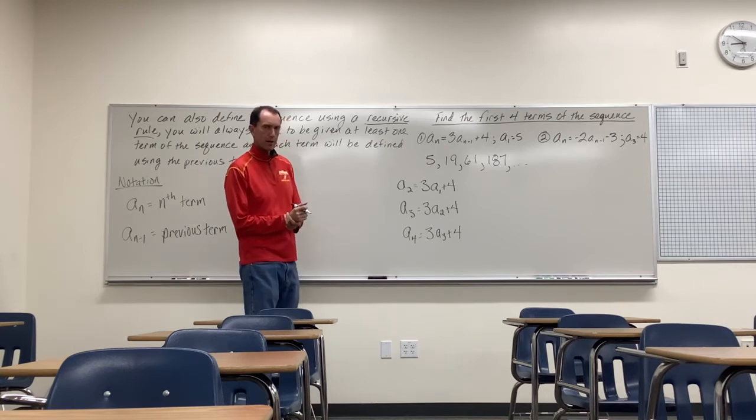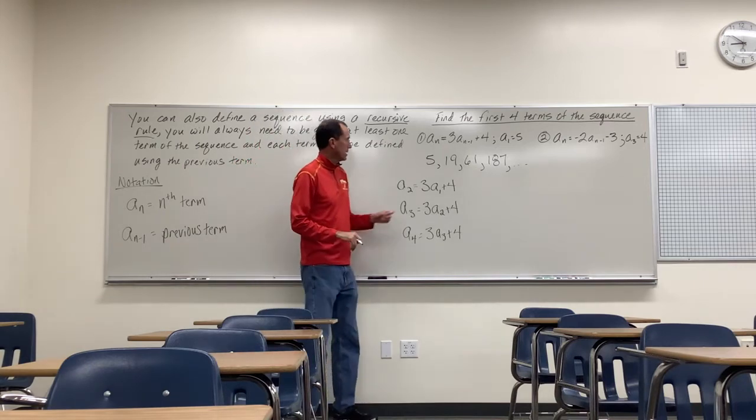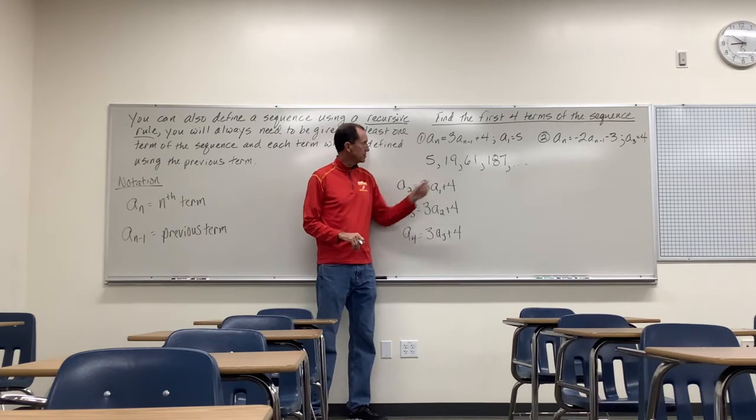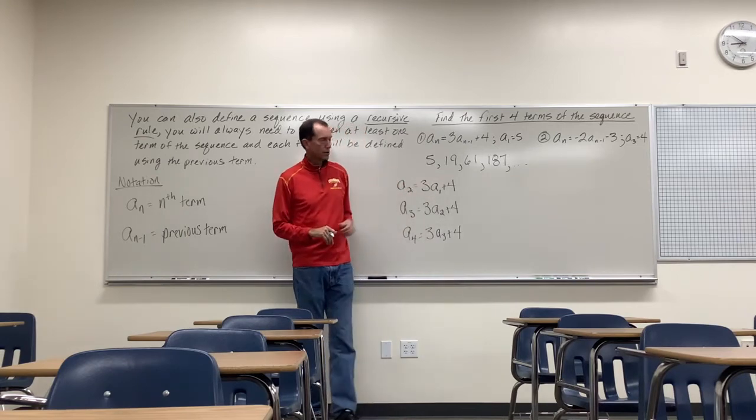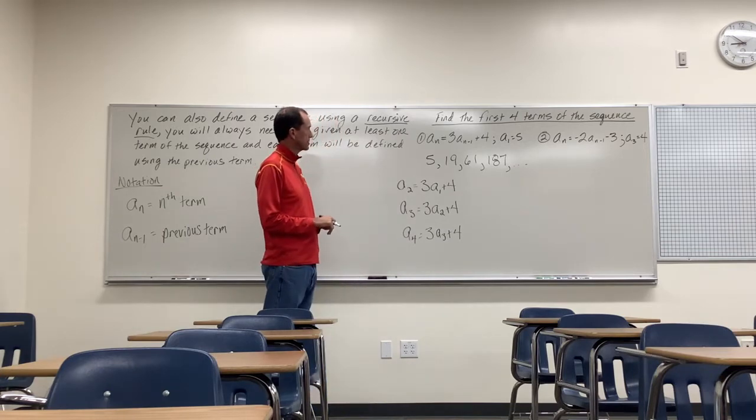Again, you can see sort of the limitations of the recursive rule. It certainly is just relating yourself to the term in front of it. You need to have at least one term given to you in order to produce. Okay, not quite as good as the explicit rule.